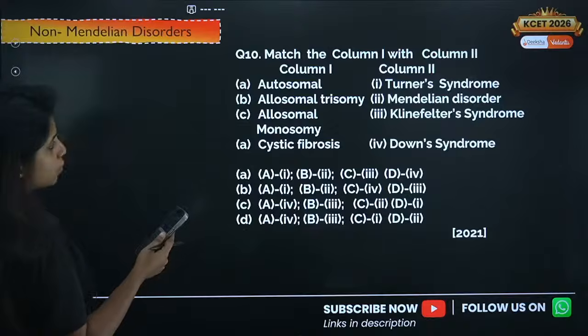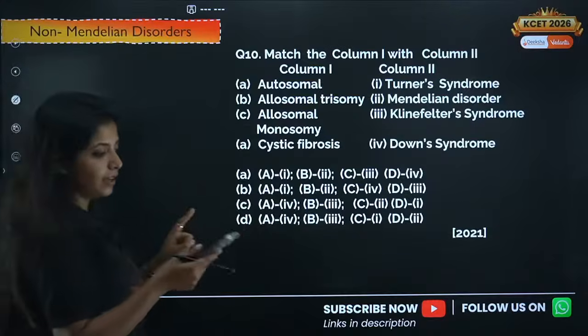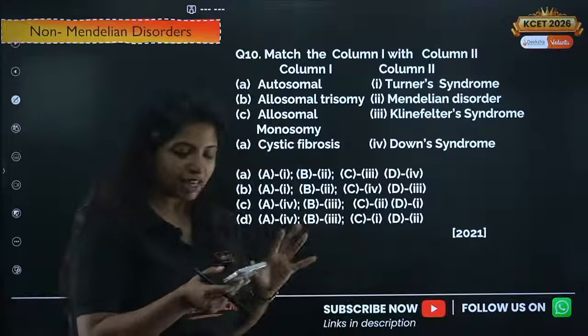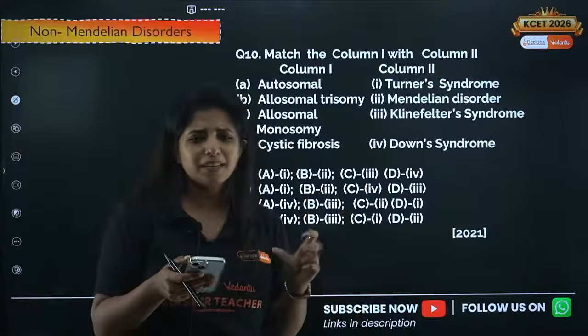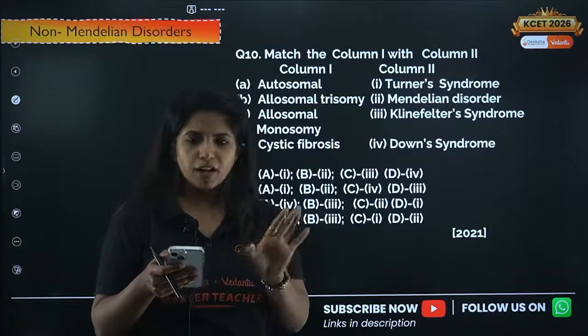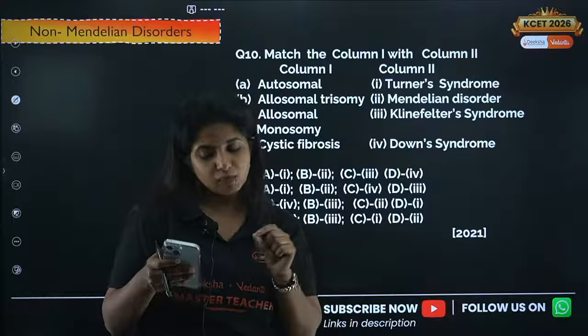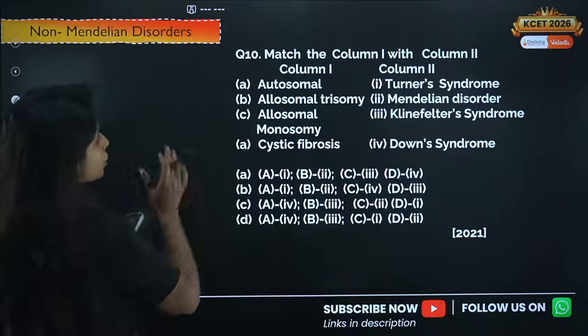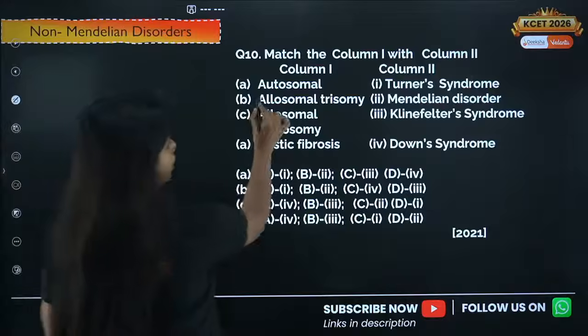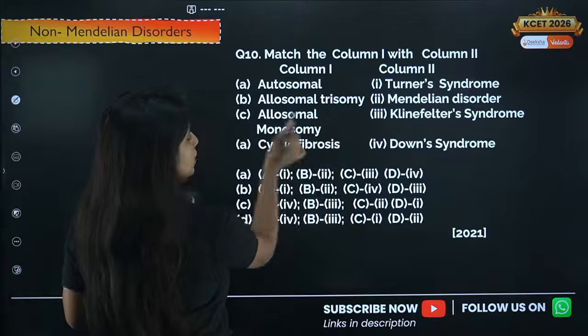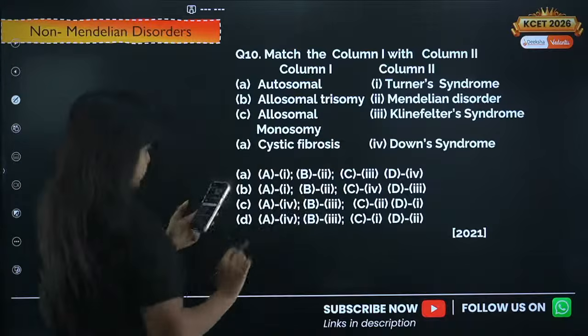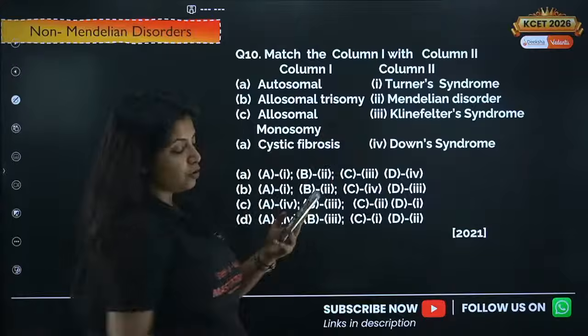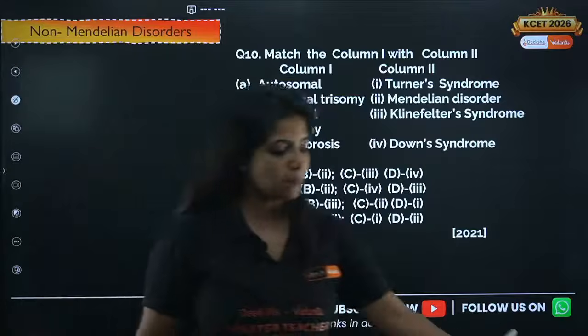Okay, try this question. It's going to be super good for your practice. This is again a question related to your NCERT, but a little higher. If you know the general terms, you will be able to answer it. Match column 1 with column 2: autosomal, allosomal trisomy, allosomal monosomy, cystic fibrosis. And here you have syndromes given. You have to tell what matches what.